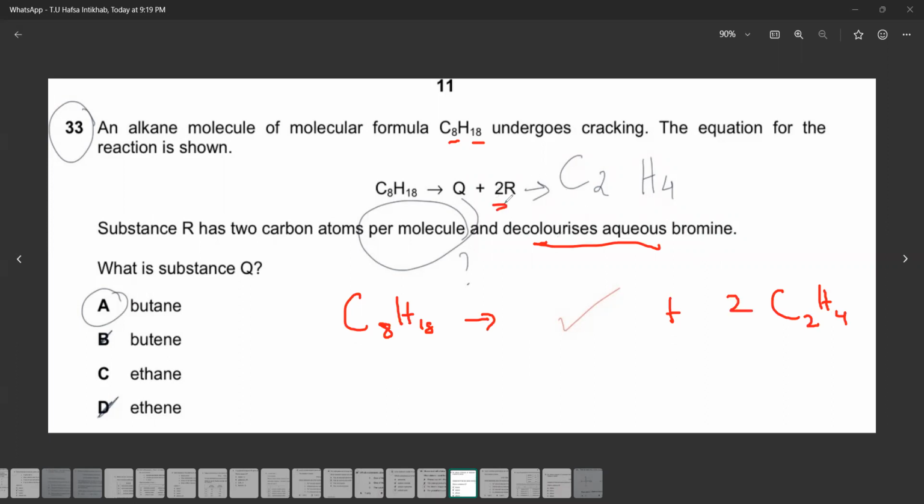Why? Because there are 2 molecules as shown. Now, how many carbons are we left with? Because out of 8, 2 multiplied by 2 is 4 used here. So we are left with 4. And how many hydrogens are we left with? 4 multiplied by 2 is 8. So out of 18, if 8 are used here, we are left with 10. So C4H10, what is Q? Q is actually butane. So A should be the right answer. Is it clear, this one?